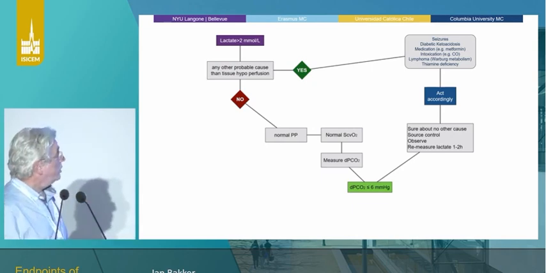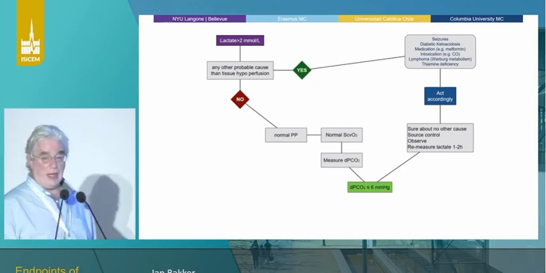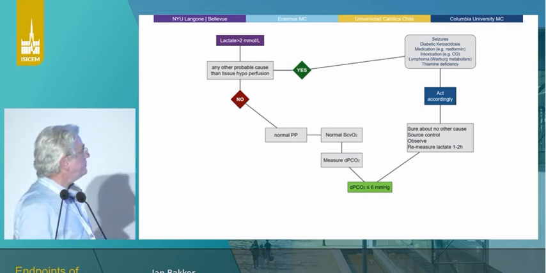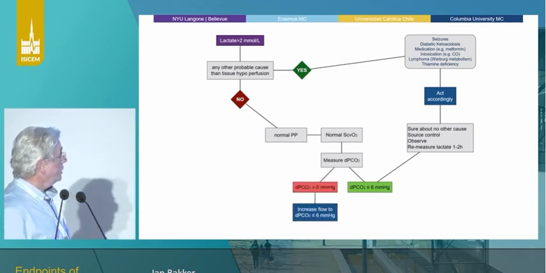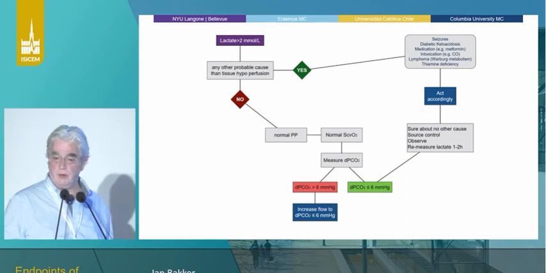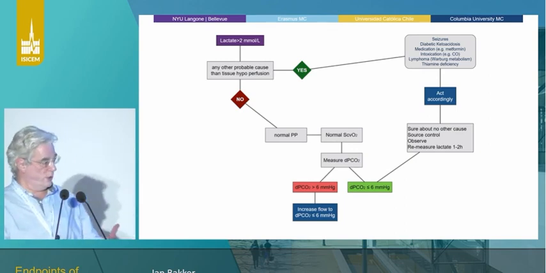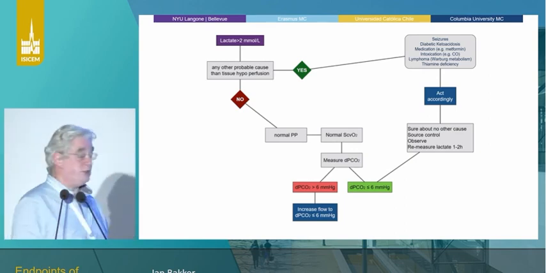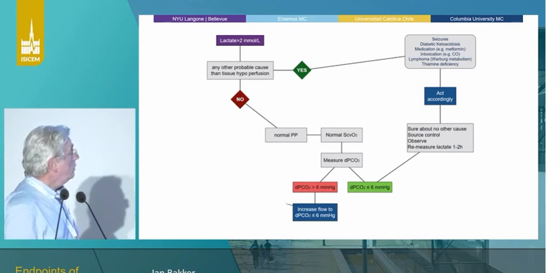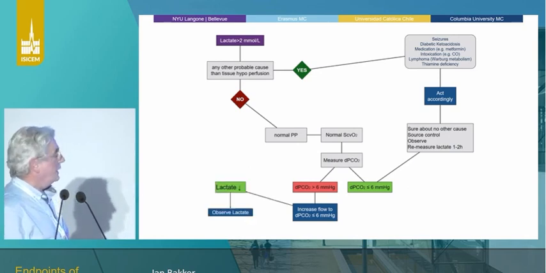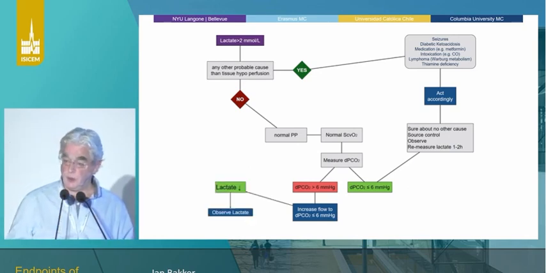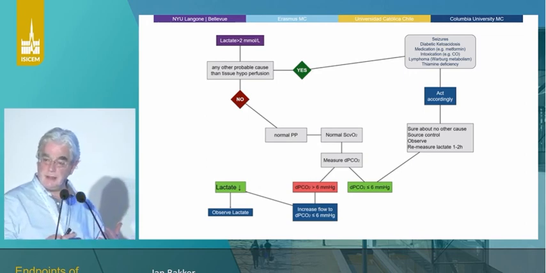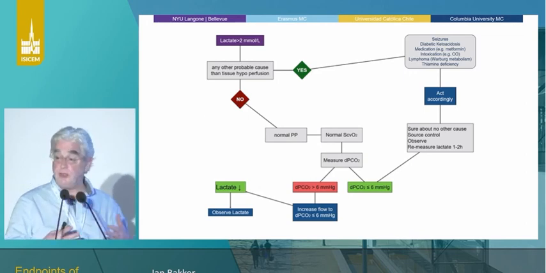And so make sure that there is nothing else that's intervening with your lactate production. If the delta PCO2 is abnormal, so all of this is normal, but your delta PCO2 is abnormal, then increase flow. So restore cardiac output, increase cardiac output, delta PCO2 should fall, and lactate should decrease. That's what you would expect if the lactate is an element of tissue hypoperfusion.